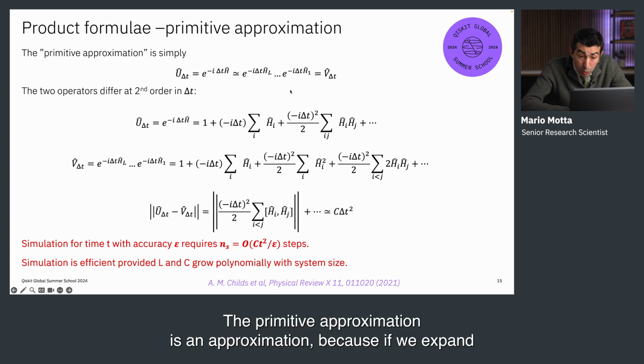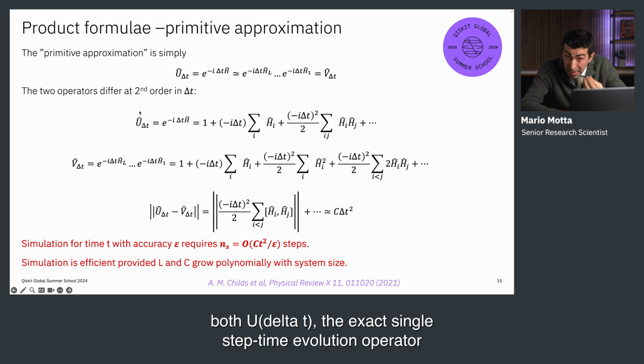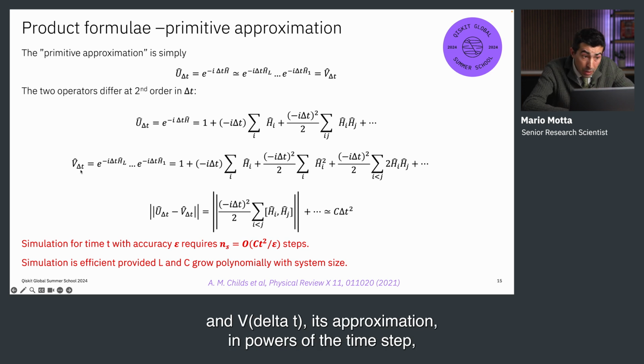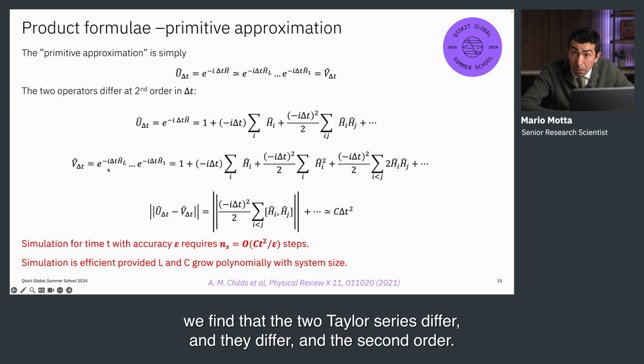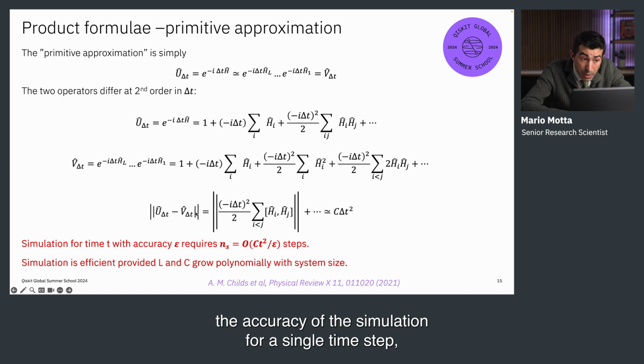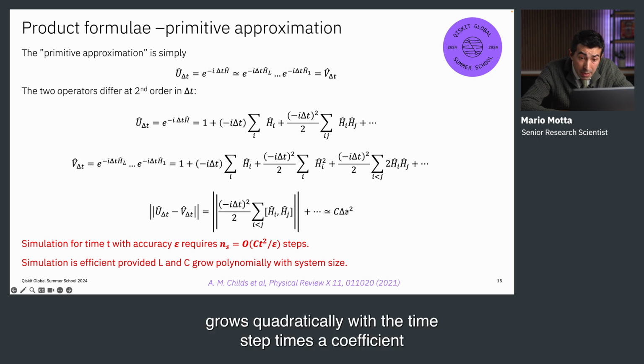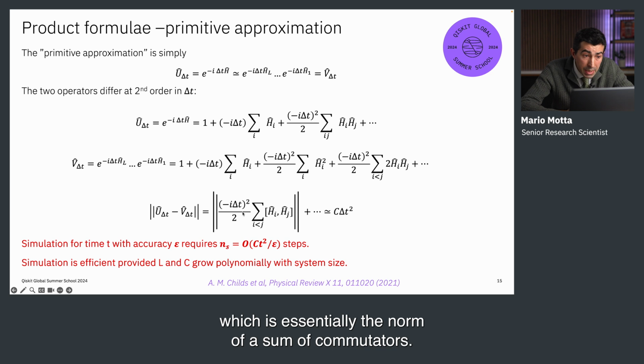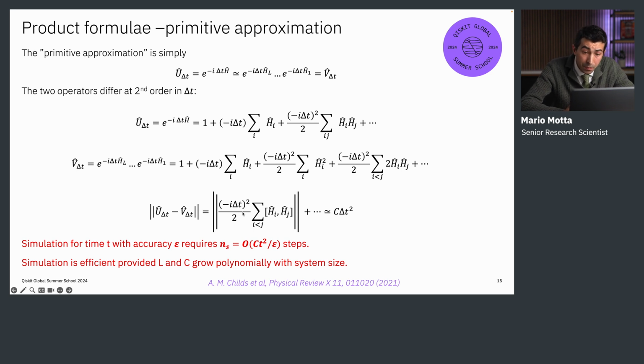The primitive approximation is an approximation because if we expand both U(δt), the exact single-step time evolution operator, and V(δt), its approximation, in powers of the time step, we find that the two Taylor series differ, and they differ at the second order. The distance between the two unitary operators, which bounds the distance between the final states, the accuracy of the simulation for a single time step, grows quadratically with the time step times a coefficient which is essentially the norm of a sum of commutators.